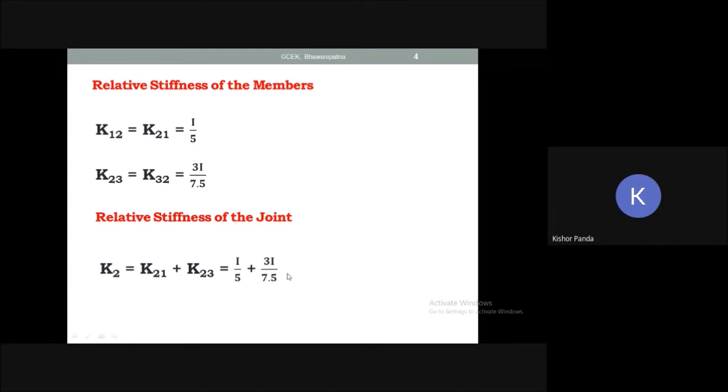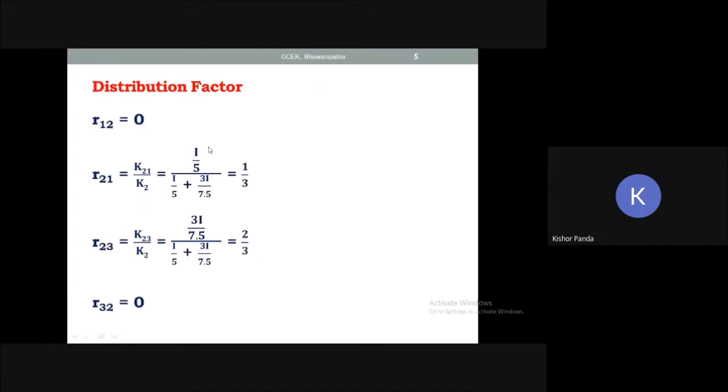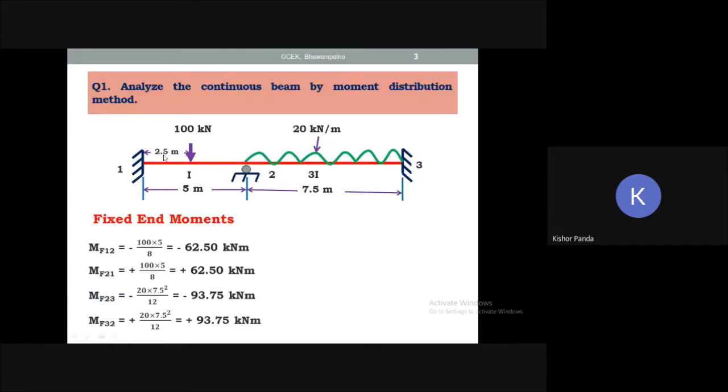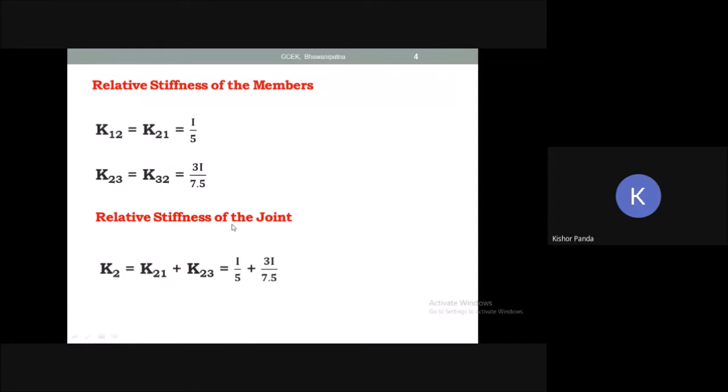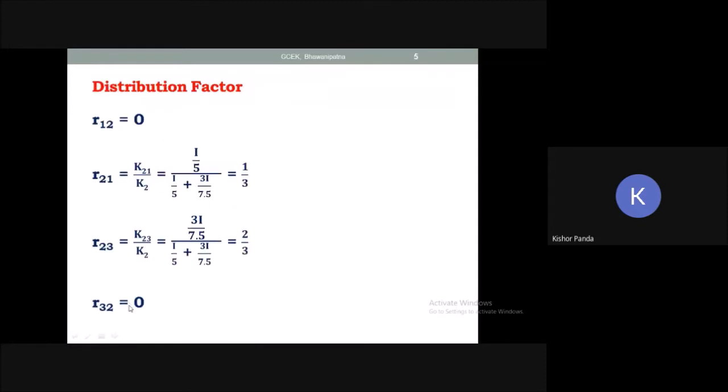Then what is the next step? Then you have to find out the distribution factor. So here you see, if the end is fixed, what is the distribution factor? You have to take 0. If the end is simply supported, you have to take the distribution factor 1. So here the end is fixed. The distribution factor is 0 for this end. R12 and R32 are equal to 0.